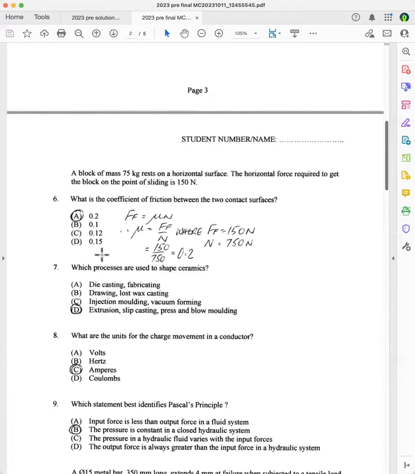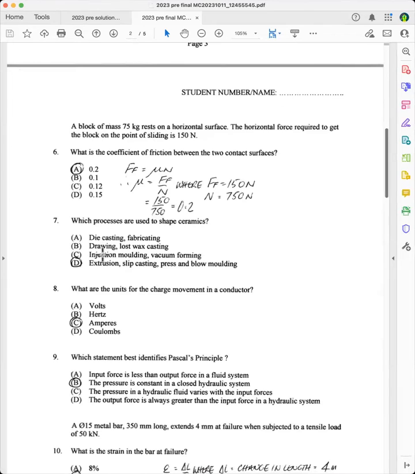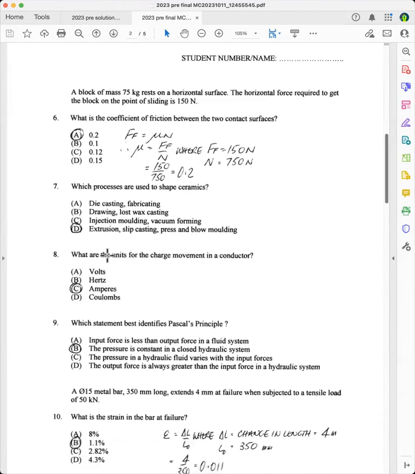Question 7, which processes are used to shape ceramics? Die casting is not used. Lost wax casting is not used to shape ceramics. And injection molding and vacuum forming generally don't shape ceramics. In fact, vacuum forming definitely doesn't. So D is the correct answer here. Got extrusion, slip casting and press and float mold used to form glass objects. So D is the correct choice on question 7.